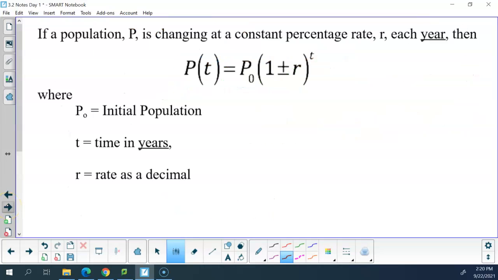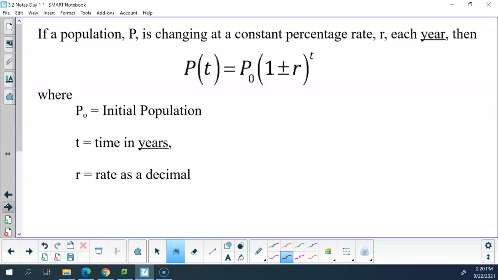So if a population P is changing at a constant percentage rate each year, then P of T equals P sub 0 times the quantity 1 plus or minus R to the T power, where P sub 0 is the initial population, T is the time in years, the key is that it is in years, and R is your rate as a decimal.